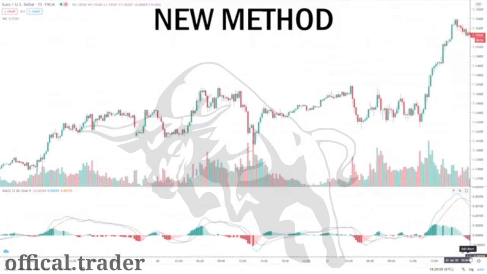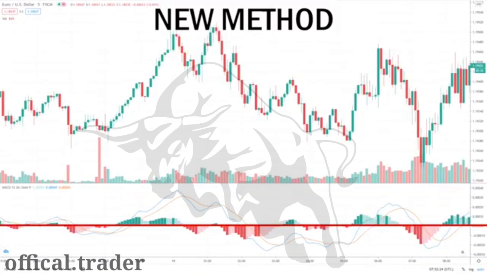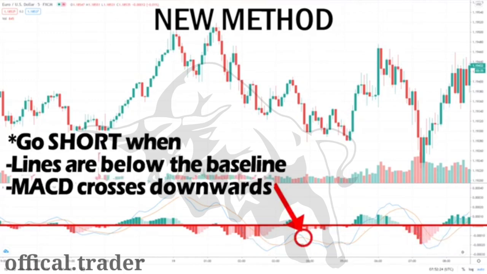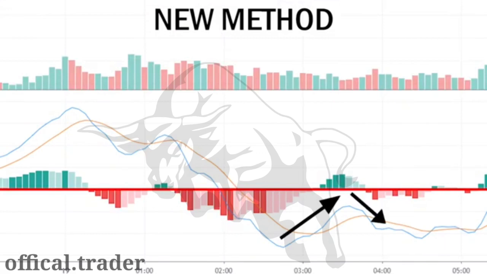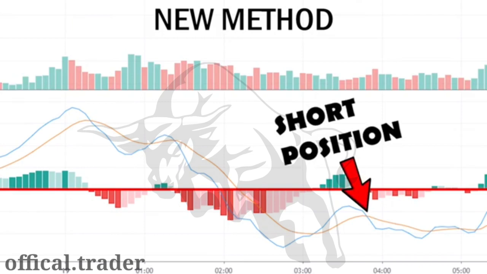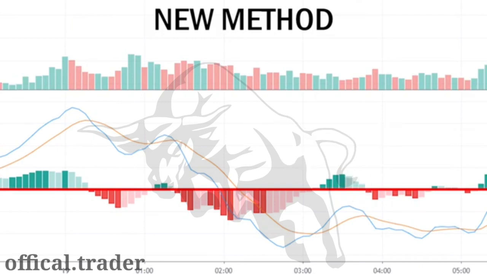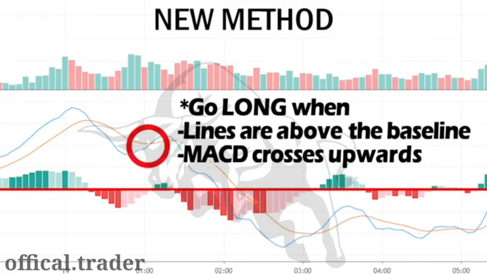Now for the new method. This is a different way of utilizing the MACD. The lines can be either above or below the baseline. If the lines are below the baseline, you wait for them to cross upwards, and then after the lines cross upwards, wait for them to cross downwards again while still being below the baseline. That's when you take your short position. It's the same with the long position. When the lines are above the baseline and they cross upwards again while still being above the baseline, you take a long position.